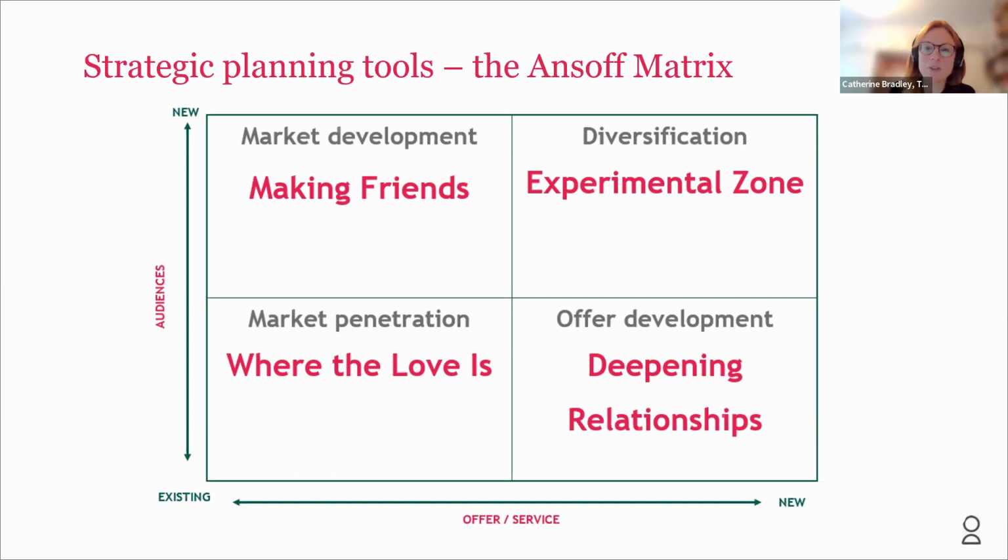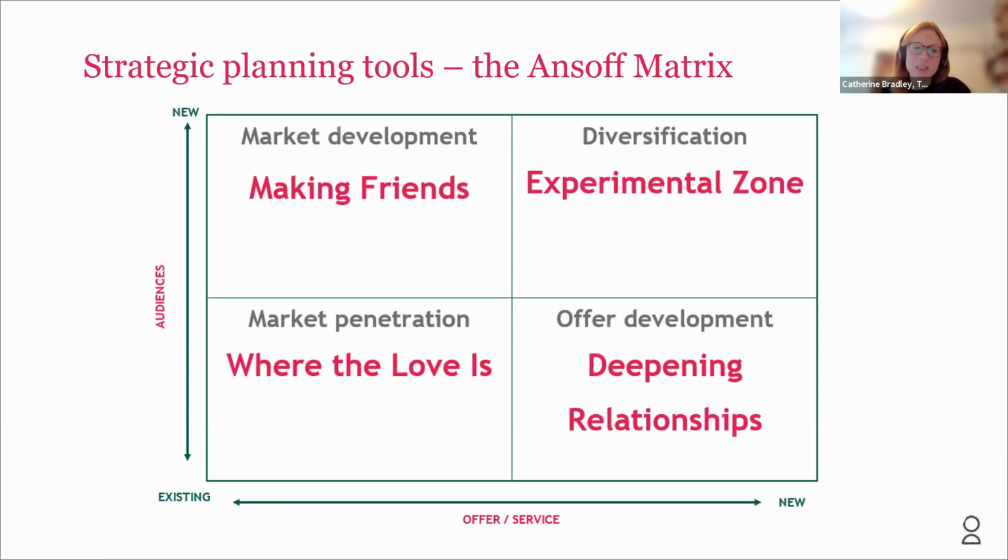So in the bottom left is market penetration, and that's concerned with further expansion of your current audiences with your current offers. So all the things that work really well for your current audiences and are enjoyed by them. And approaches here might include developing loyalty through a membership scheme, through volunteering, perhaps looking at ways to increase secondary spend from your current audiences, or try and encourage them to make more frequent visits to your organization.